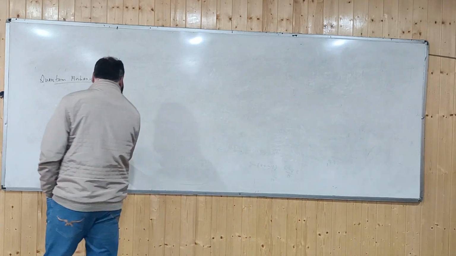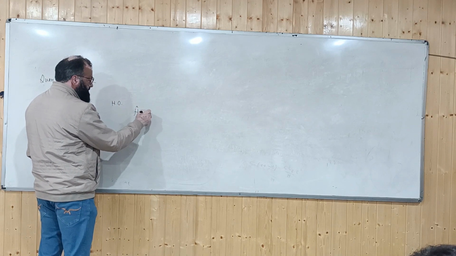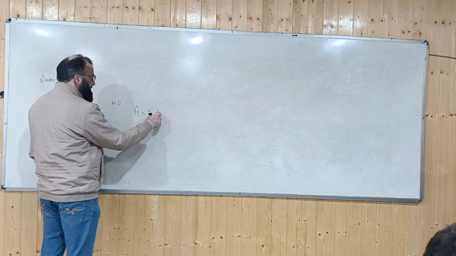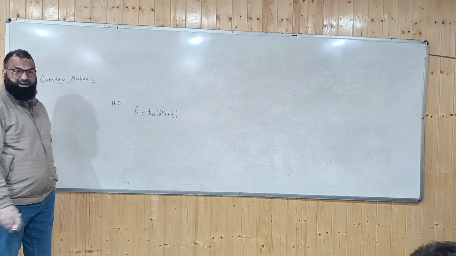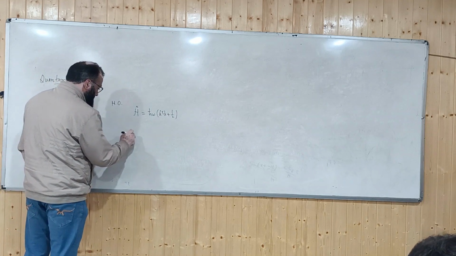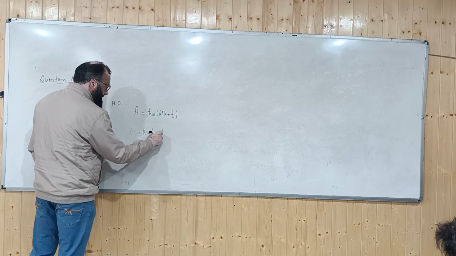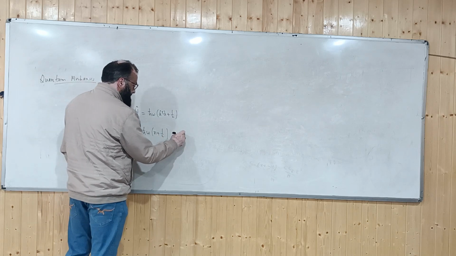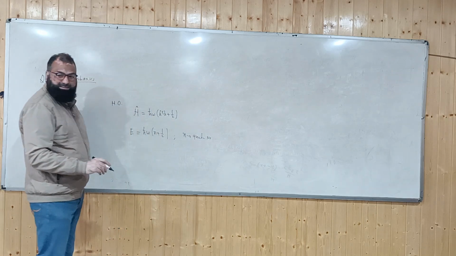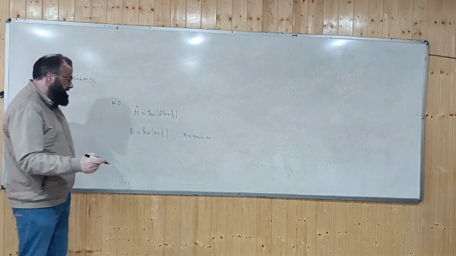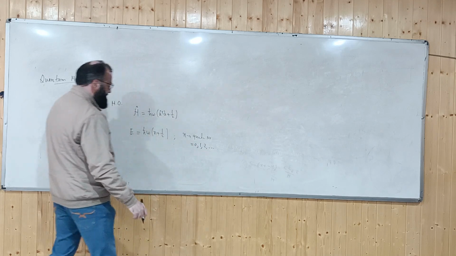Okay, so let's look at the harmonic oscillator. What is our Hamiltonian? It is h cross omega times a dagger a plus half. Clear? So now what is the energy? The energy is simply h cross omega times n plus half, where n is the quantum number. N is the quantum number that specifies the levels of the harmonic oscillator. It goes from 0, 1, and so on.